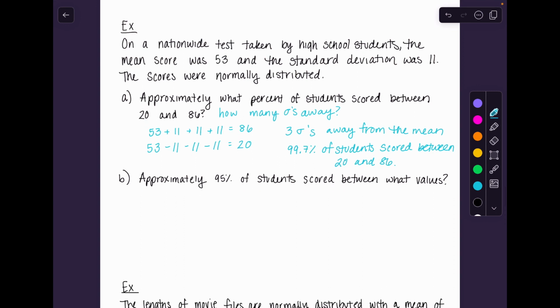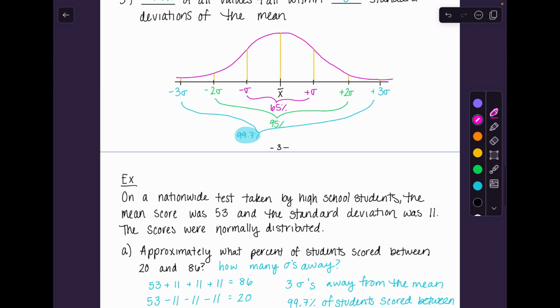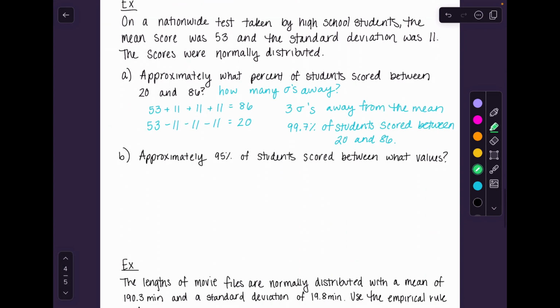Now, if I'm instead asking approximately 95% of students scored between what values, now I'm doing the opposite. I want to figure out what is the range. So if I'm dealing with 95%, that should be 2 standard deviations on either side. So we need to figure out 95% falls within 2 sigmas. So we need to figure out the upper and lower bound.